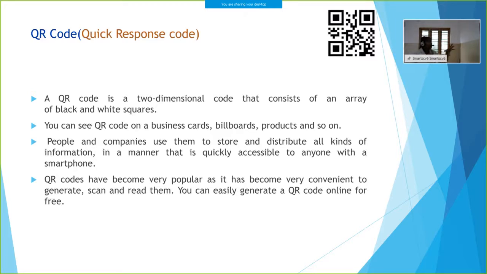Okay. On your screen there is one QR code. This QR code consists of black and white arrays. We arrange these black and white squares column-wise and row-wise, so we call it a two-dimensional code that consists of an array of black and white squares. All of you know what a QR code is. You can see a QR code on business cards, billboards, products and so on.